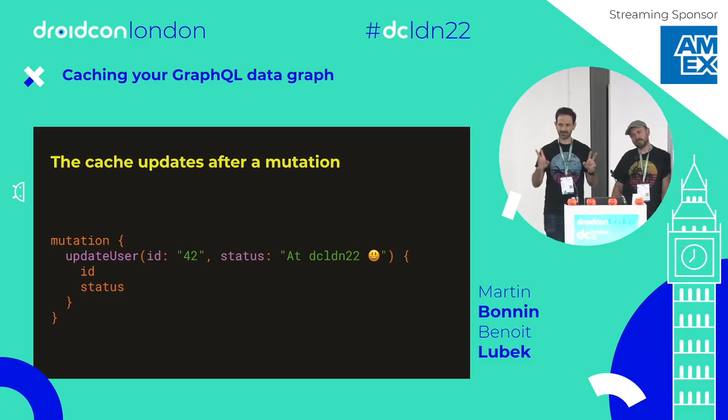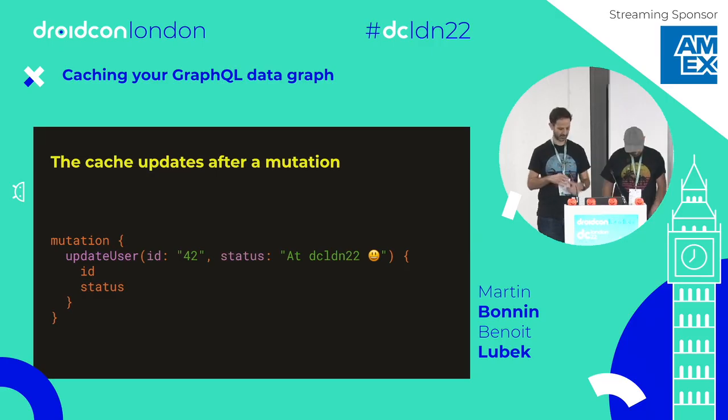There's a slight difference here. It's that the mutation also returns the data. So here you see I'm going to update the status of someone, this someone with user ID 42. And in response, I'm going to get back the status, so a confirmation that the status was updated.